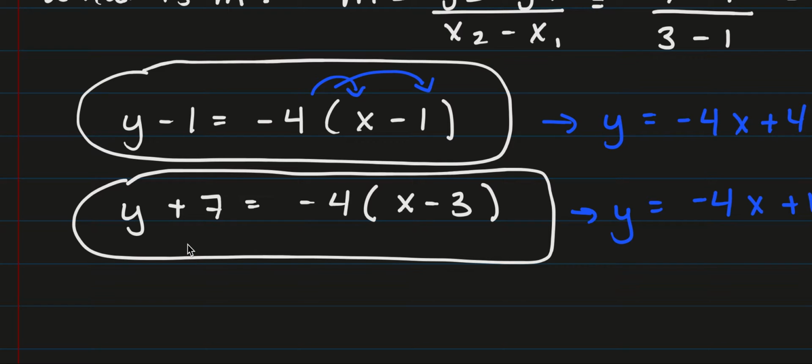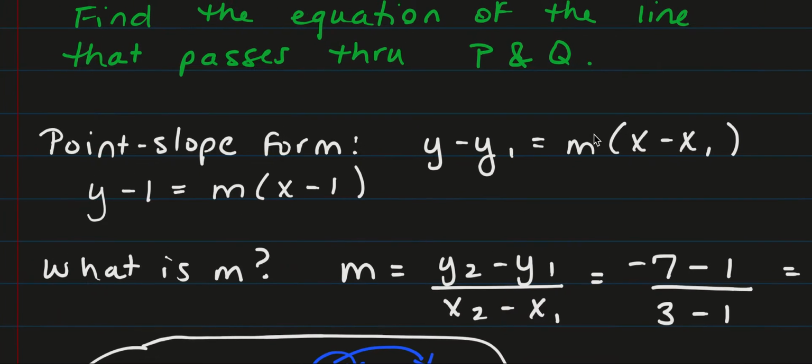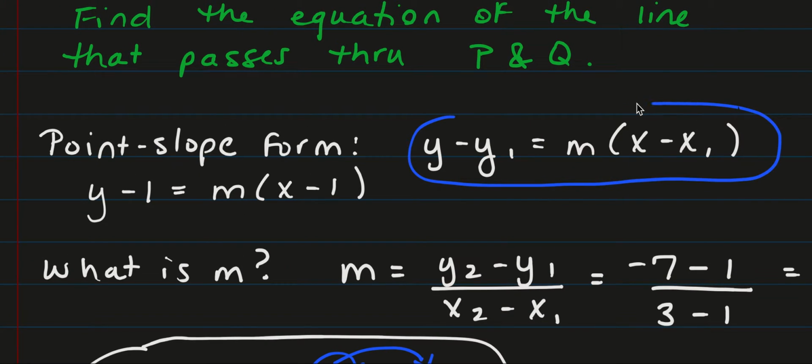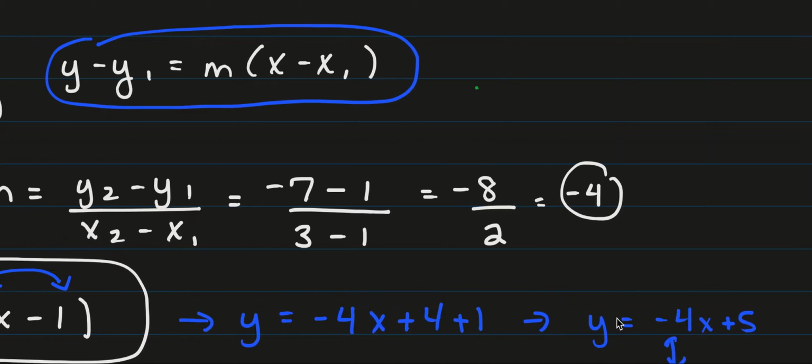In fact, you can choose any point on the line and plug it in to this point-slope form right here, as long as it's on the line. And if you solve for y, you're still going to get this same equation here, negative 4x plus 5.